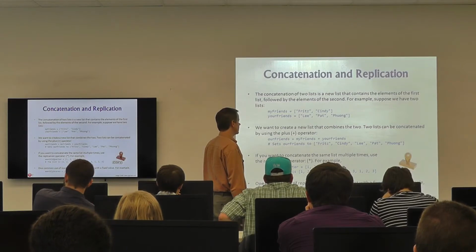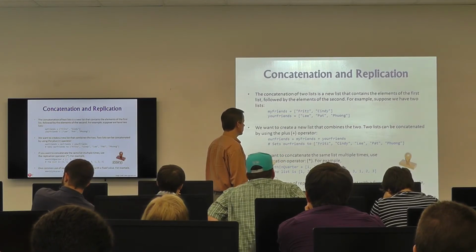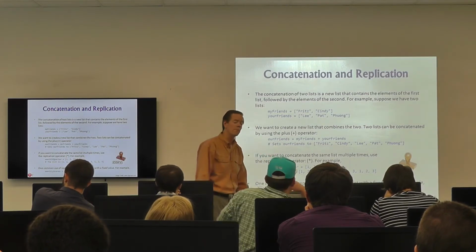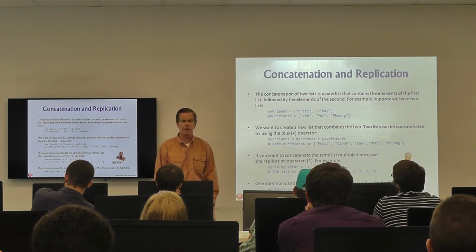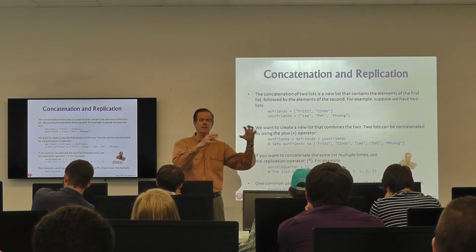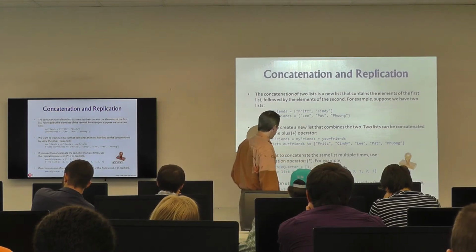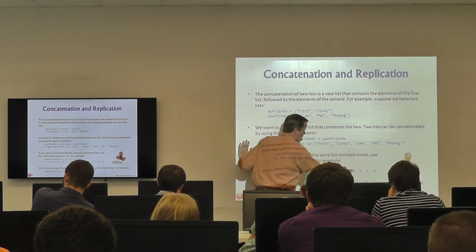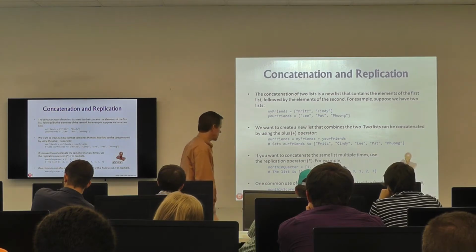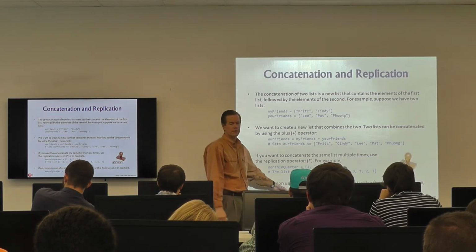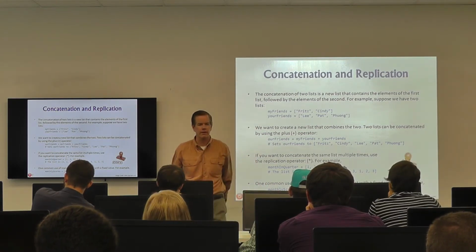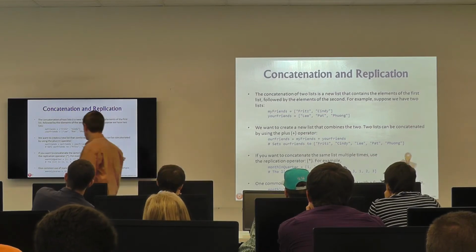If you want to concatenate the same list multiple times, use the replication operator star. So basically, you can multiply a list by a number, and it takes all the contents of the list and does it over and over again. So we can do [1, 2, 3] multiplied by 4, and we end up with 4 sets of 1, 2, 3. This is for like months or something like that. We want to set everything to an initial value. Let's take a look at our code and see what we got going on there.